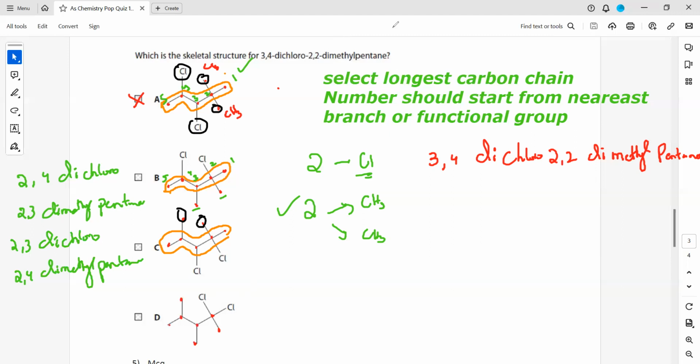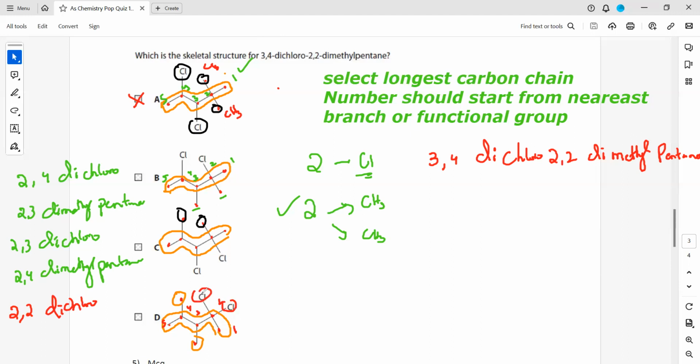1, 2, 3, 4, 5, 6, 7. So when we select the longest chain of carbon, 1, 2, 3, 4, 5. So same way, here these are the branches. Here we have 1, 1, 1, because both are carbon, 2, 2, because this is 1, 2, 3, 4, 5. So we have at the second position, 2,2 dichloro.